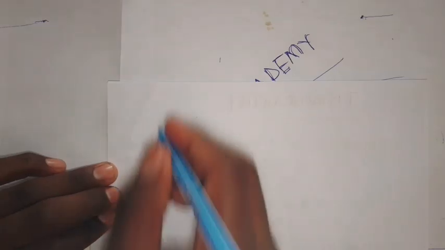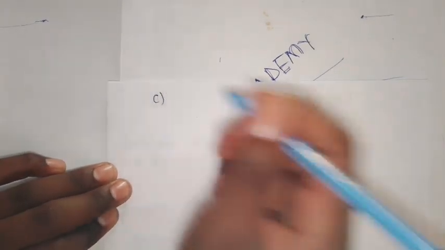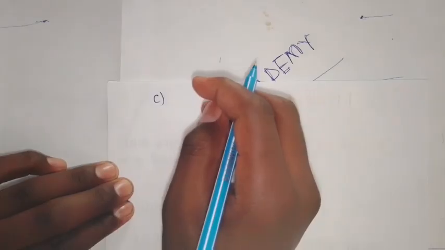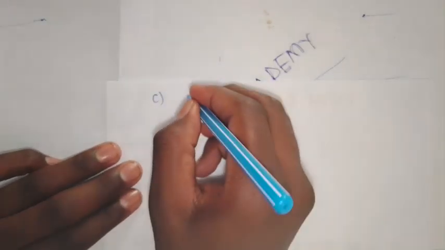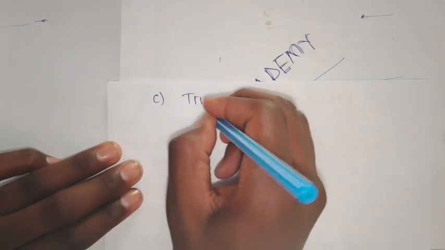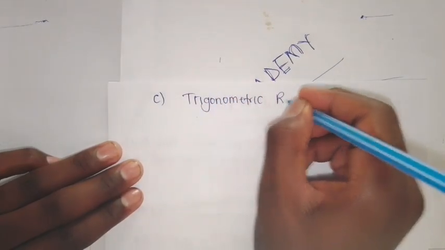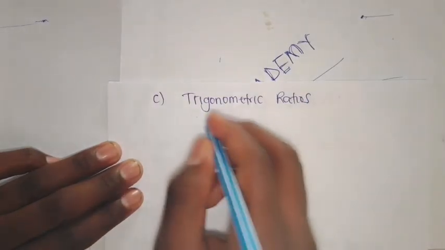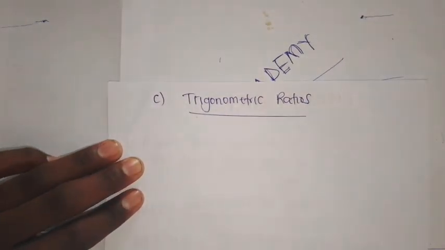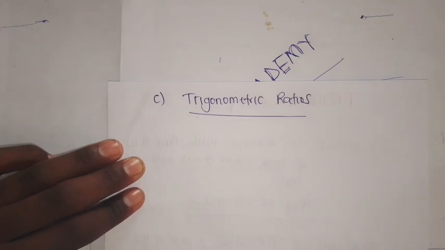So C is now trigonometric ratios. So now what are trigonometric ratios? This is where SOHCAHTOA comes in. In case you've heard about something like SOHCAHTOA, that one talks about trigonometric ratios.